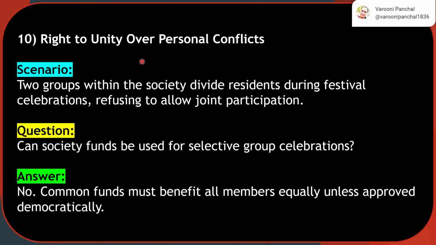Number 10. Right to unity over personal conflicts. Scenario. Two groups within the society divide residents during festival celebrations, refusing to allow joint participation. Question. Can society funds be used for selective group celebrations? Answer. No. Common funds must benefit all members equally unless approved democratically.